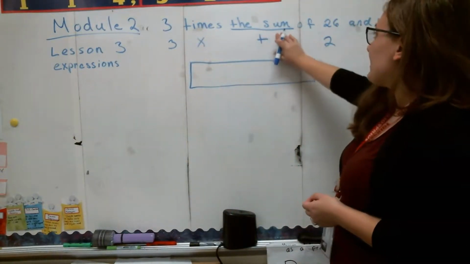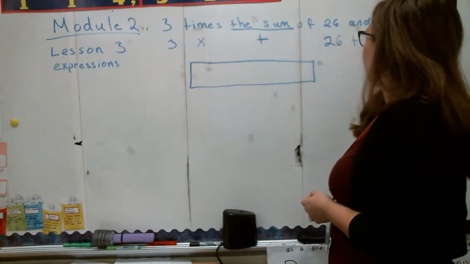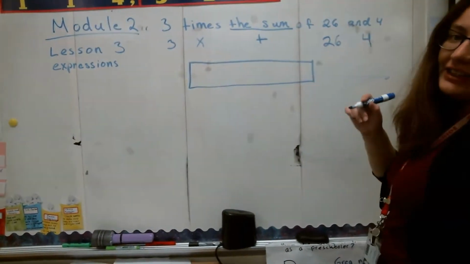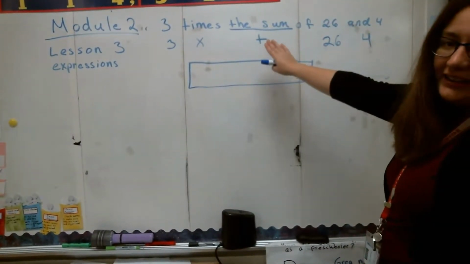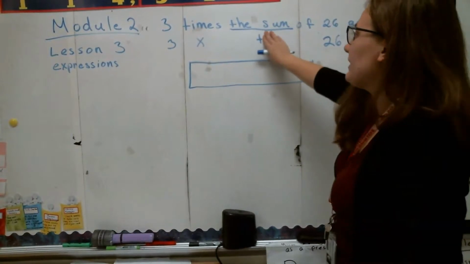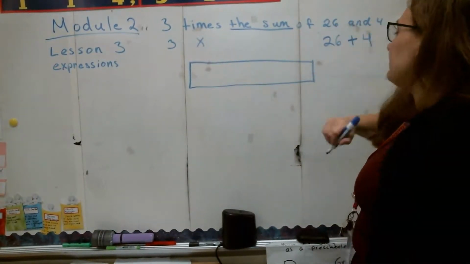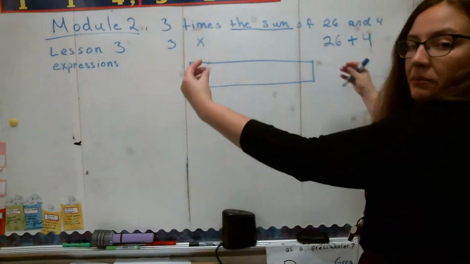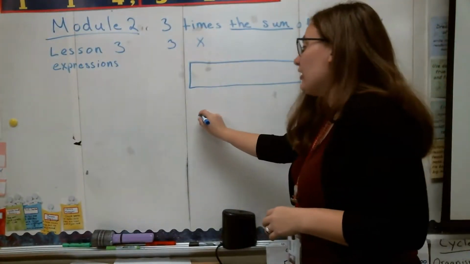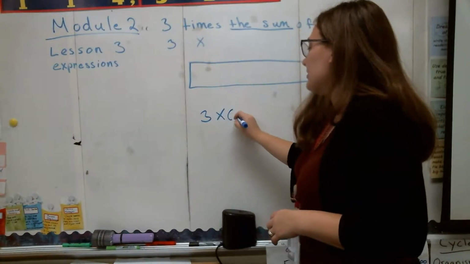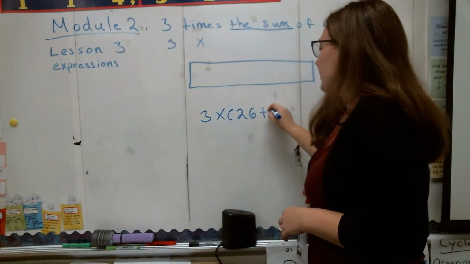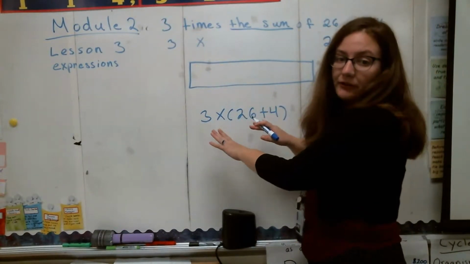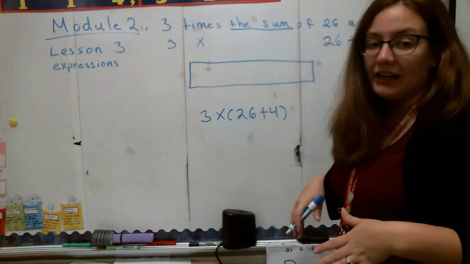And then it says the sum of 26 and 4. So right now I have 3 times the sum. So I'm adding something, 26 and 4. What I'm going to do is take this plus sign and put it in between the 26 and 4 because that's what I'm adding. So basically, if I were to push all this together, what I'm trying to solve for is 3 times 26 plus 4. Now, eventually we will get to solving a problem from this word form, but we're not going to be doing that right now.